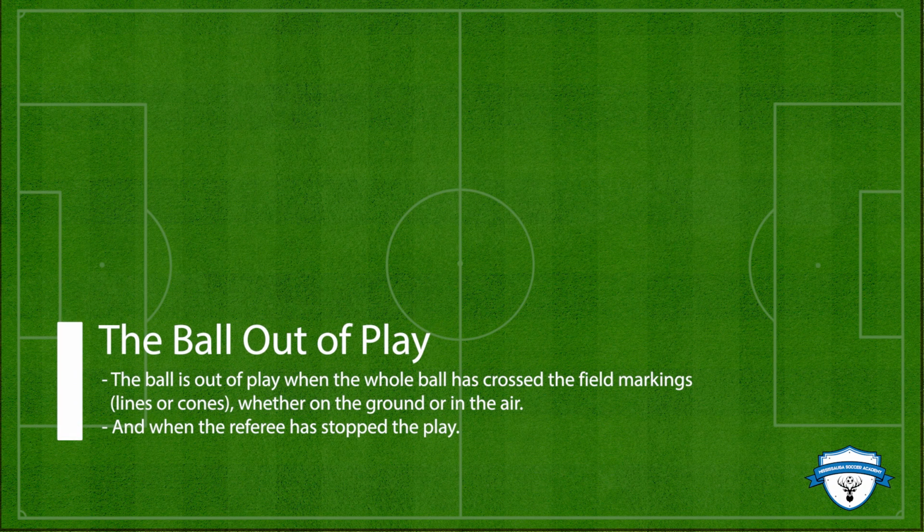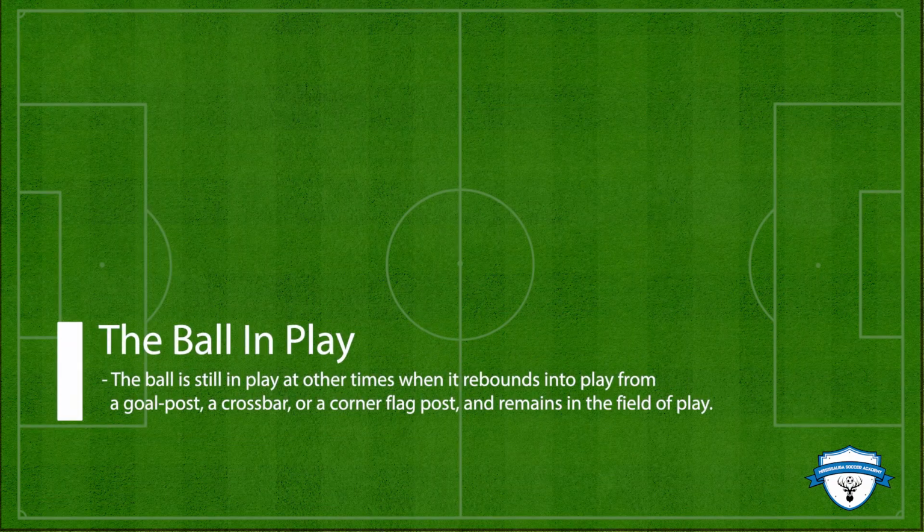The ball is out of play when the whole ball has crossed the field markings, whether they're lines or cones, and whether on the ground or in the air, and when the referee has stopped the play. The ball is still in play at other times when it rebounds into play from a goalpost, a crossbar, or a corner flag post, and remains in the field of play.